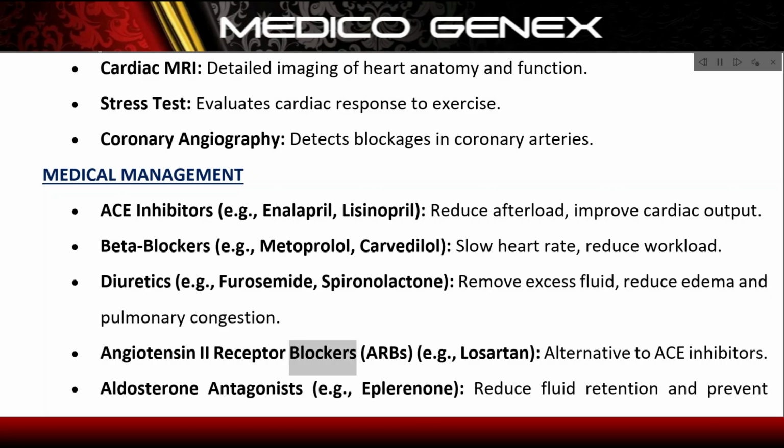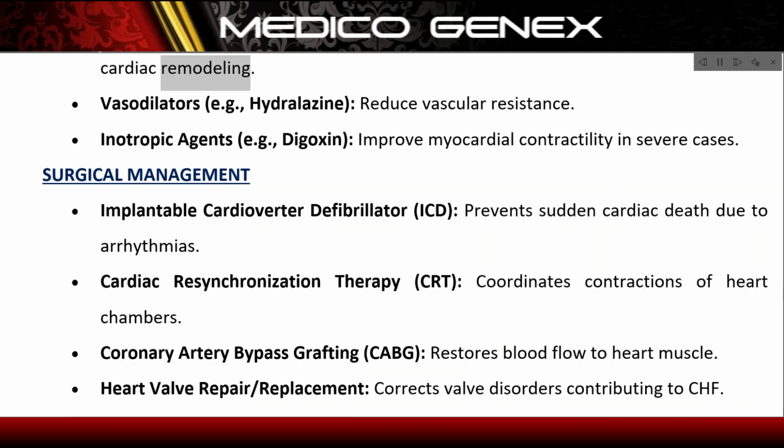Angiotensin II receptor blockers, ARBs, example losartan, alternative to ACE inhibitors. Aldosterone antagonists, example eplerenone, reduce fluid retention and prevent cardiac remodeling. Vasodilators, example hydralazine, reduce vascular resistance. Inotropic agents, example digoxin, improve myocardial contractility in severe cases.